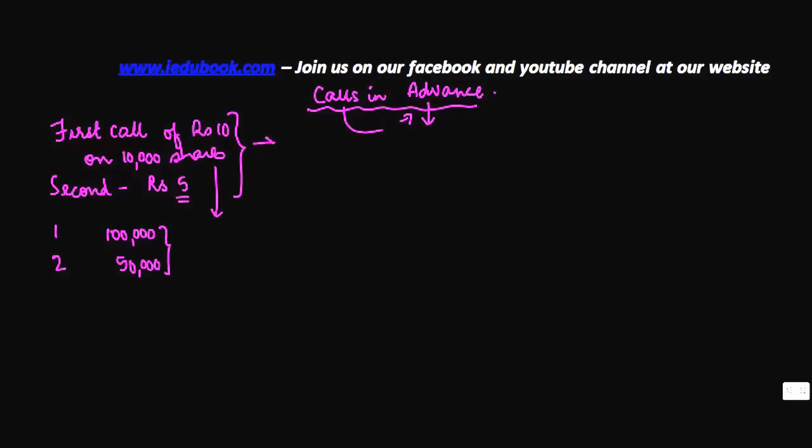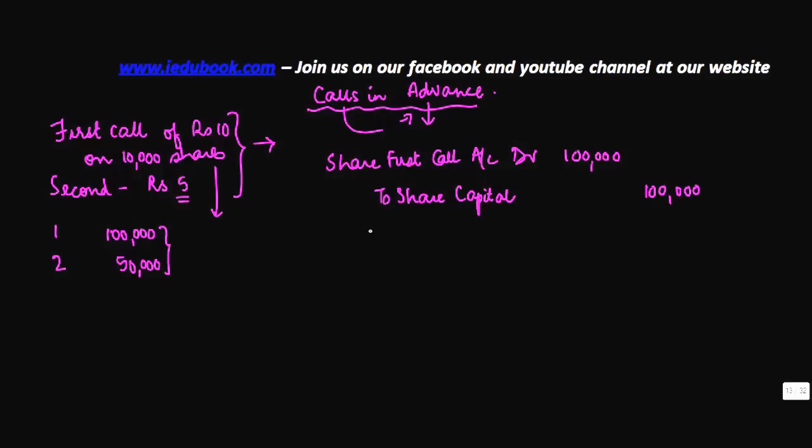Now, when the first call came in and it became due, you made an entry, share first call account debit 100,000 to share capital account. The reasoning and everything we've already discussed, so I'm not getting into why this entry should come. Please refer to the previous videos for the reasoning.